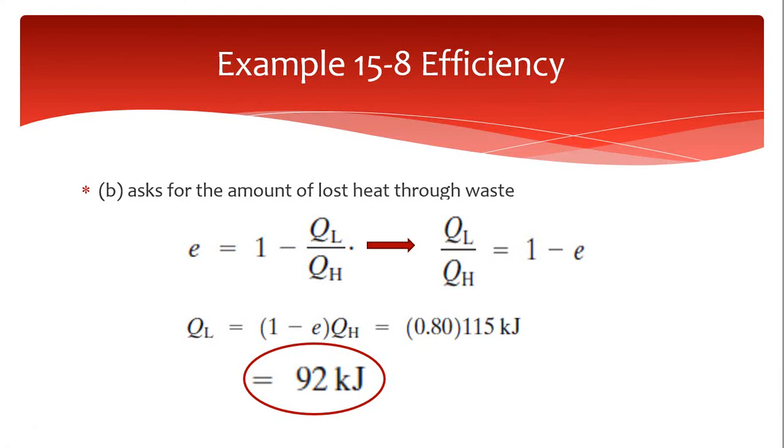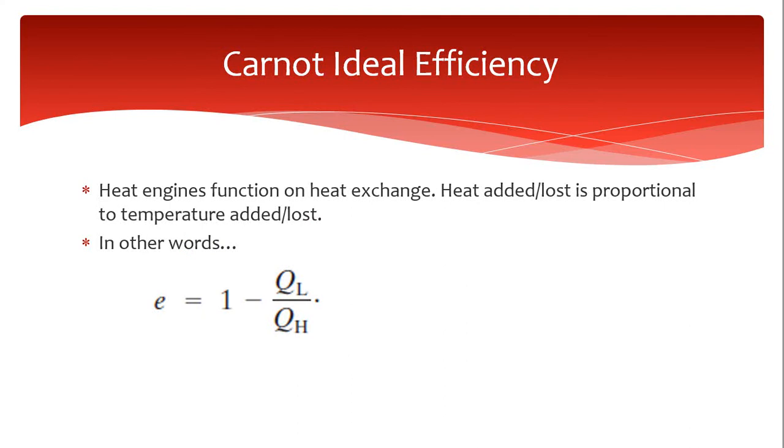That is efficiency. But as we said earlier, no machine is 100% efficient. In fact, the second law of thermodynamics states that no machine could ever be 100% efficient in thermal exchange. Heat engines function on heat exchange, but they don't harness all of it. So heat added or lost is proportional to the temperature added or lost. Using temperature, you can calculate an ideal efficiency based on heat added or heat lost, and your ideal efficiency formula looks like this.